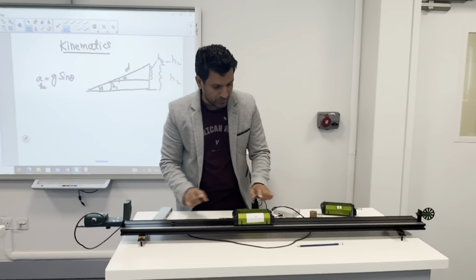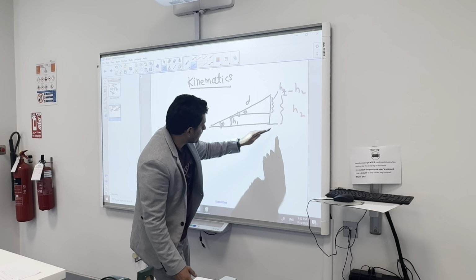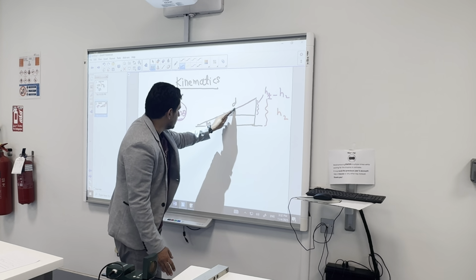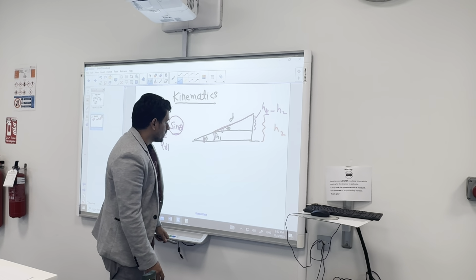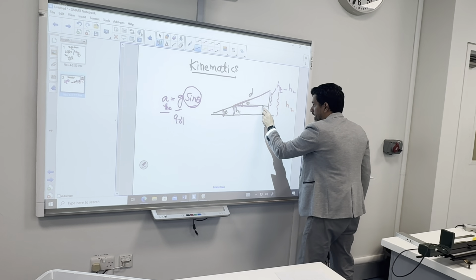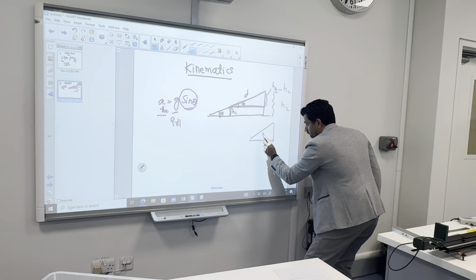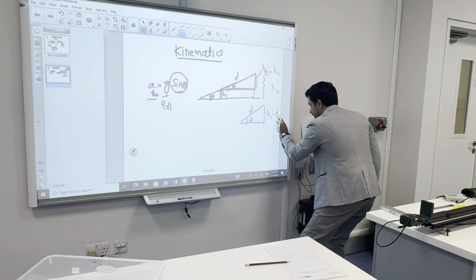So, we are going to make a situation like this. For example, this is our cart and we make it at an incline at an angle theta. This height is h1 and this height is h2, the difference is h1 minus h2, and the distance from h1 to h2 here is d. Now we have this triangle, so we are going to draw it over here. This is d, this angle is theta, and this is h1 minus h2.